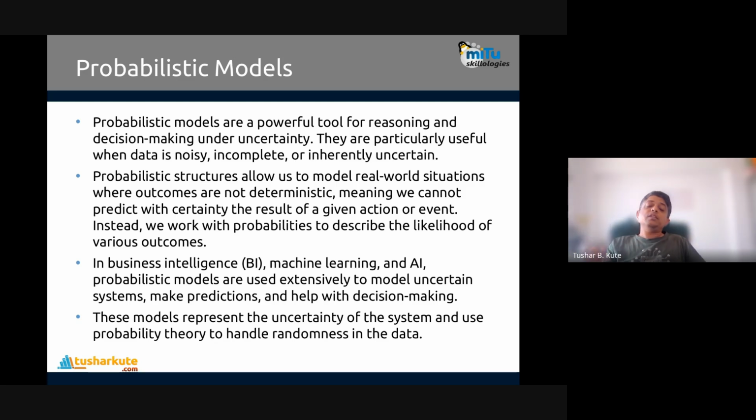So in systems also, when data is noisy, incomplete, or inherently uncertain, at that time you have to generate a probability. In business intelligence, machine learning and AI, probabilistic models are used extensively to model uncertain systems to make predictions. To make the prediction, we give the result on which high probabilities are there. Remember, that's what the probabilistic model basically contains.